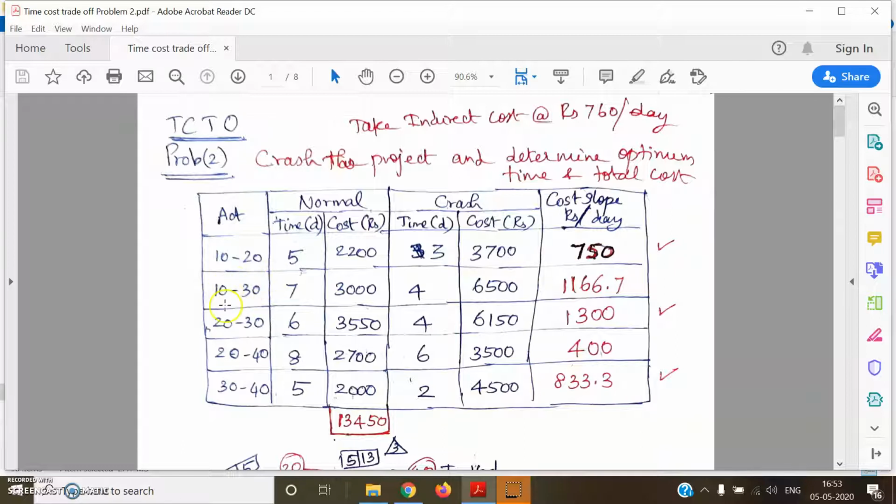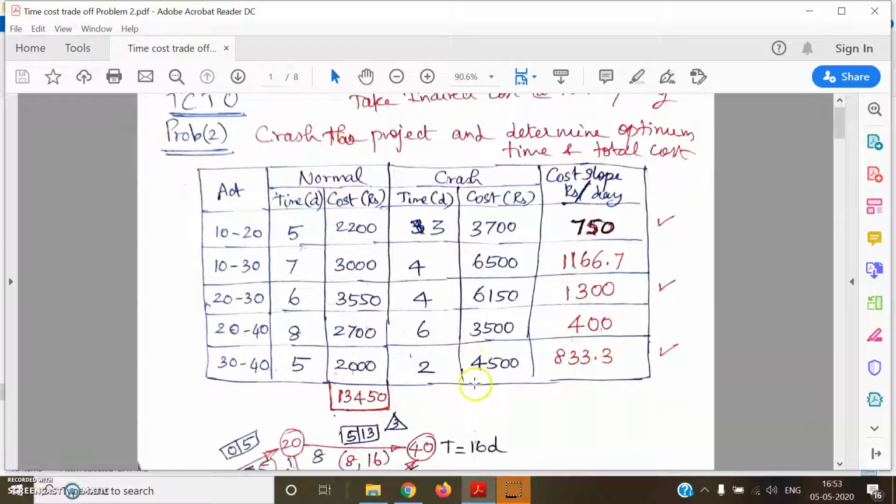Okay. Likewise, 1030 activity has got a normal time of 7 days, normal cost of 3000 rupees, crash time of 4 days, and the crash cost is 6500 rupees. The cost slope works out to be 1166.7. So likewise, we have to calculate the cost slope for all the activities.